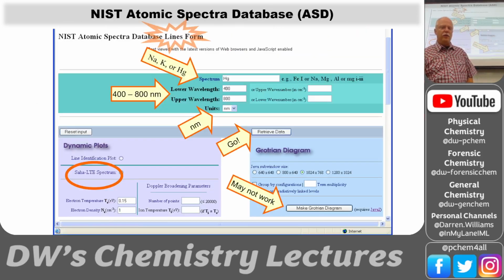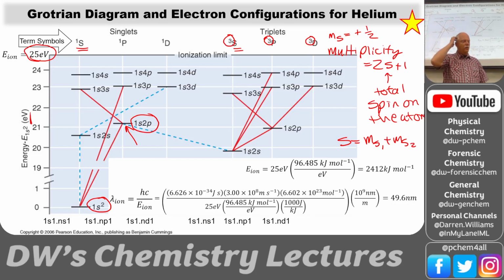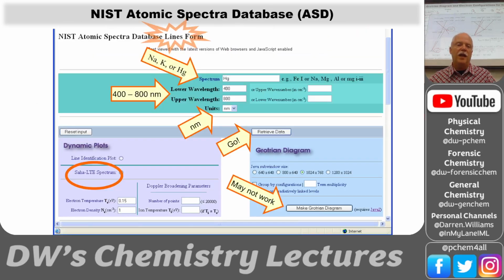So this Grotrian diagram, you might ask, where do these come from? We're not going to be able to do these experiments and actually generate the Grotrian diagrams, but we can look them up. One of the benefits of our government is to fund organizations like the National Institute of Standards and Technology, NIST. They have an atomic spectral database, which has collected the physics data from everybody that's done atomic physics on atoms.